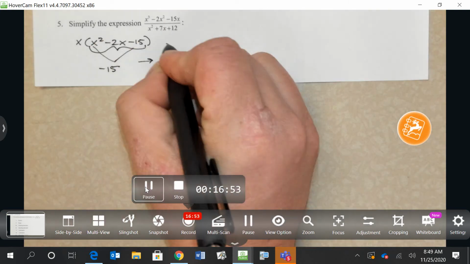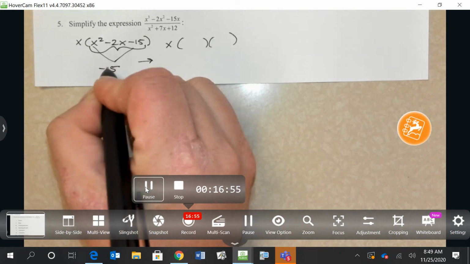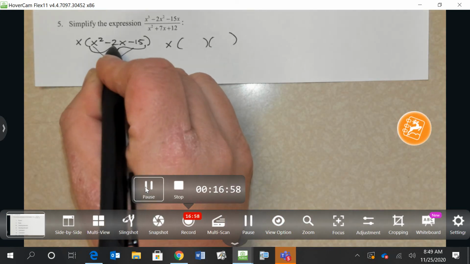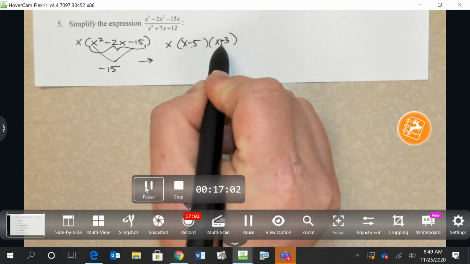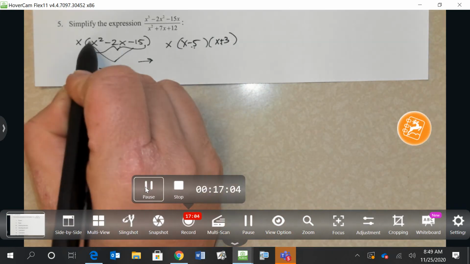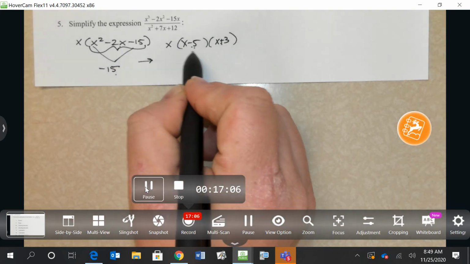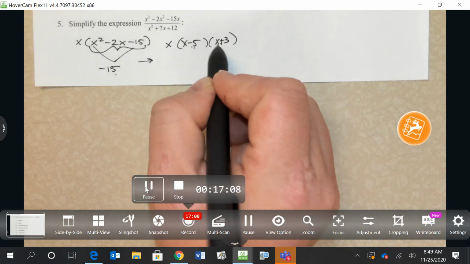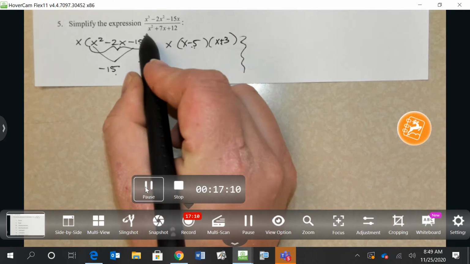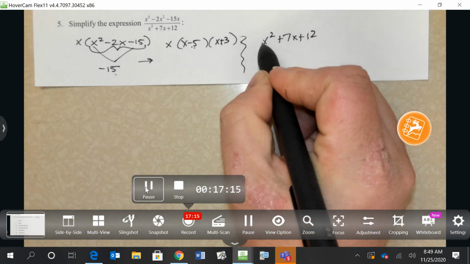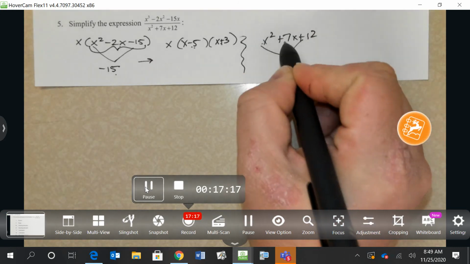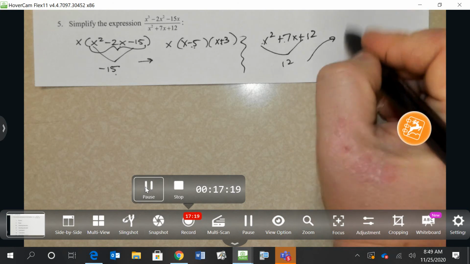Okay, here's the x that was left over. That would be a negative 5 and a positive 3. Negative 5, positive 3. Let's make sure. Multiplies and combines. Because the leading coefficient is a 1, I don't have to worry about a bottoms up. This is the numerator. Okay? Denominator. X squared plus 7x plus 12. What multiplies to equal 12 and combines to give you 7.